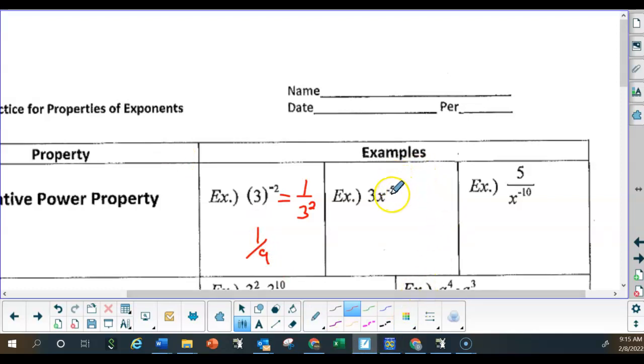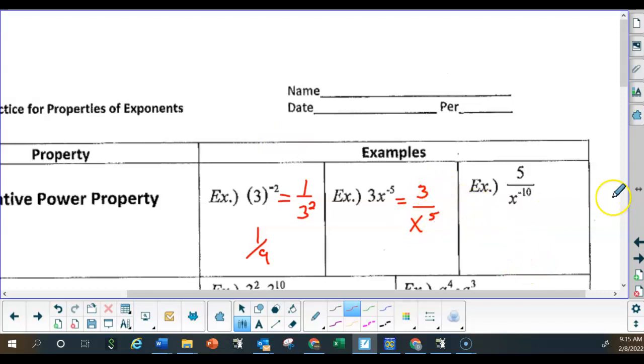Now, the exponent only goes with whatever it's next to, the variable or number that it's next to. It does not affect anything else unless you have parentheses around it. So this negative 5 here, x to the negative 5th, is not 3 to the negative 5th also. It's just the x to the negative 5th. So this is going to leave 3 in the numerator, and we're going to make a fraction out of that. So that's going to be x to the 5th.